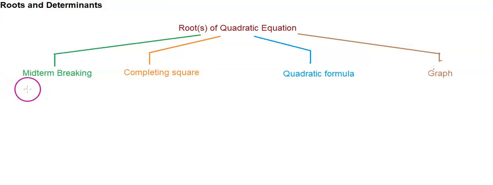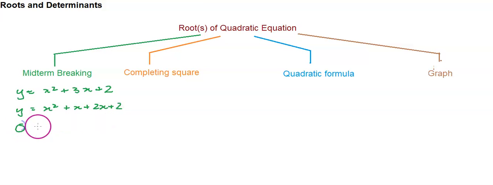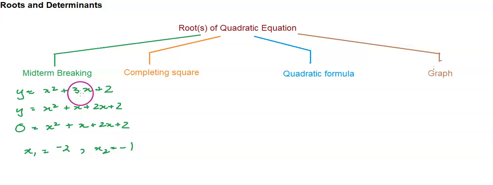Now, to give you a little revision about it, let's say we have an equation y equals x squared plus 3x plus 2. So you break down the middle term, you get y equals x squared plus x plus 2x plus 2. Then you put y equals 0 because we are finding the values of x when y was 0. So if you further factorize it, you'll get the answers x1 equals minus 2 and x2 equals minus 1. Now these are the roots of the equation x squared plus 3x plus 2.